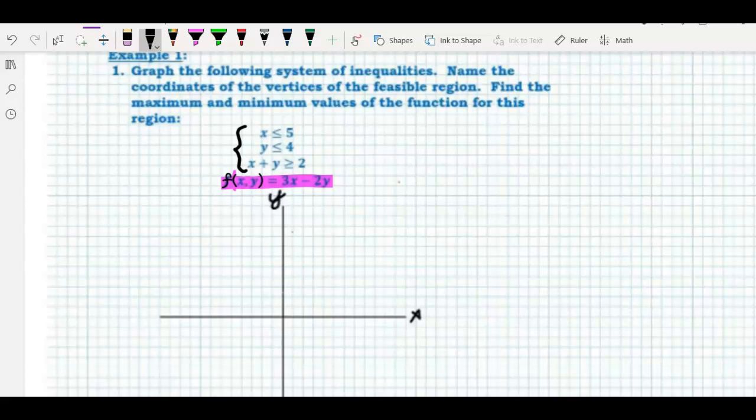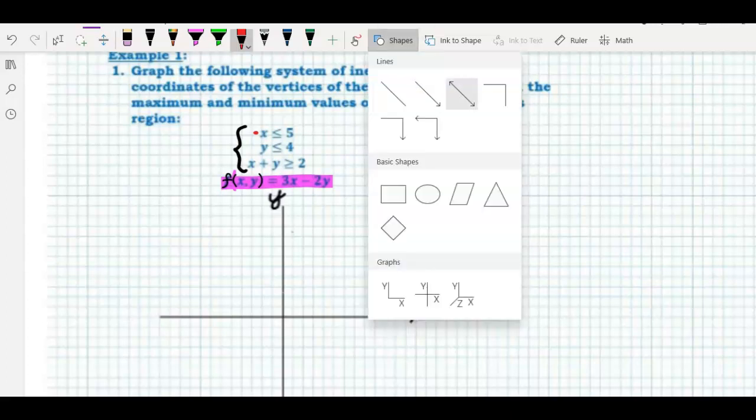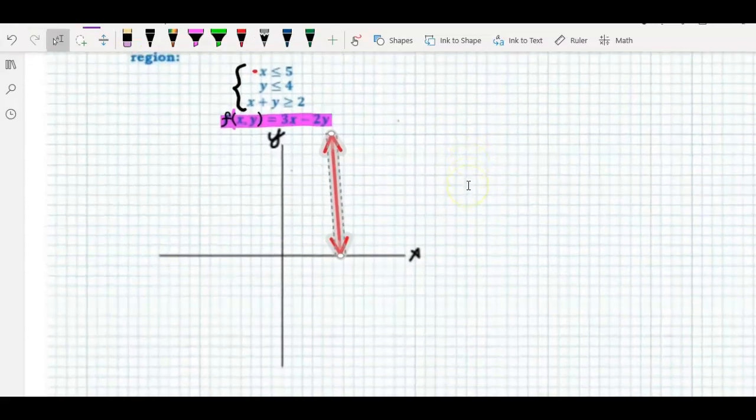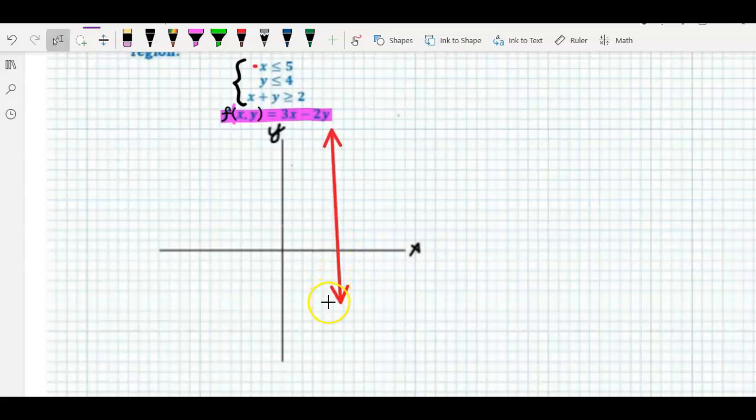So let's graph these. First, I'm going to graph the first constraint right here. I'm going to graph it in red so I remember which one's which. And this is a line at x equals 5. It's going to be greater than or equal to, so it's going to be a solid line. And where would I shade? I would shade left of this line.